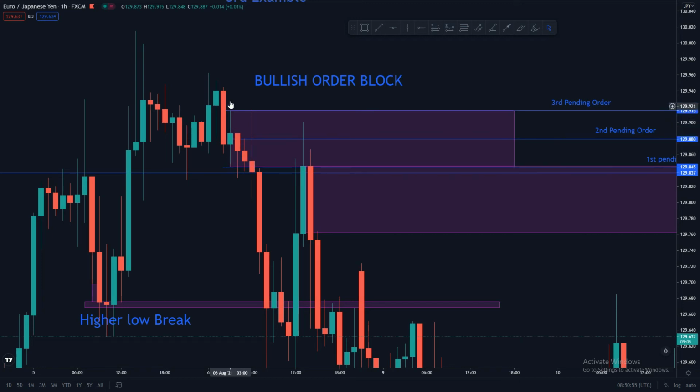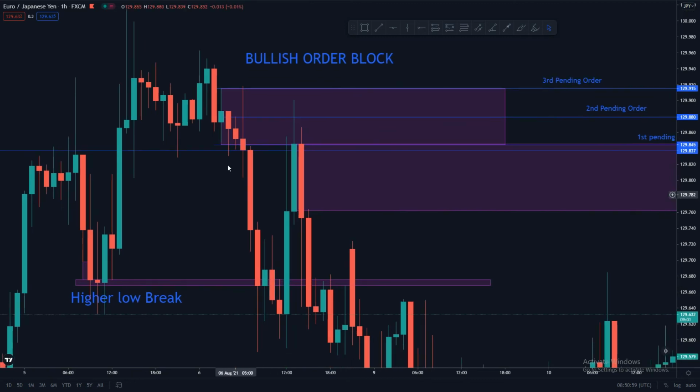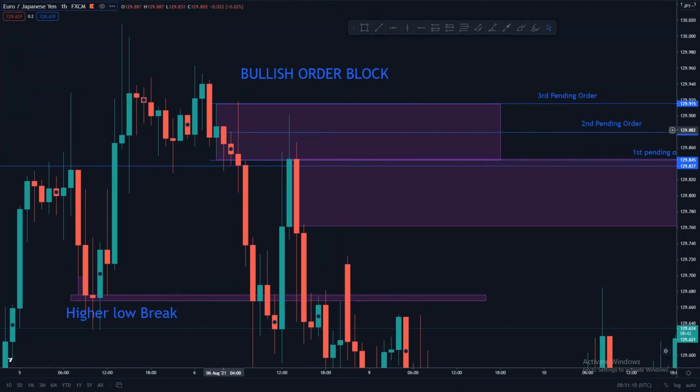So the last bullish candle, this is the last bullish candle before this break. This is the last bullish candle that caused this break. Beautiful. So this is the one. So now we are going to highlight it, this bullish order block.